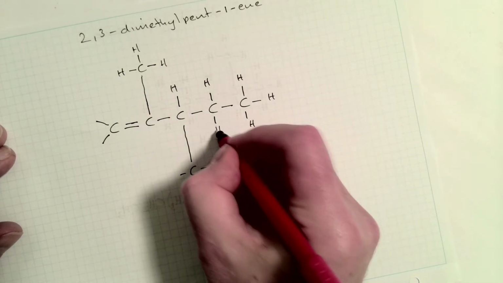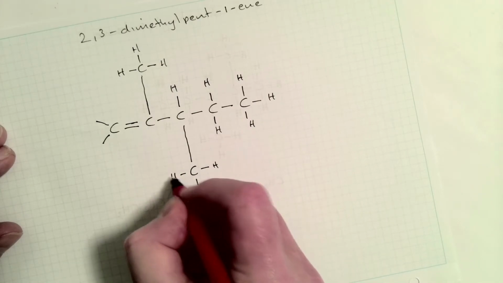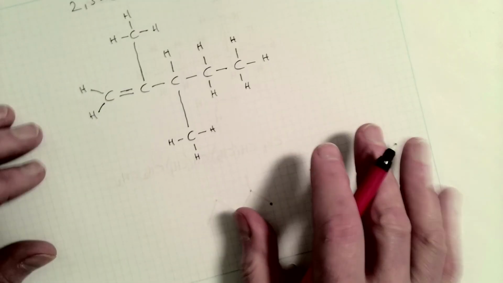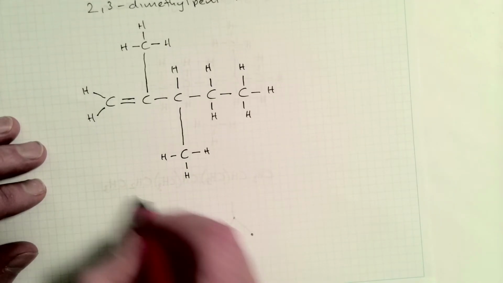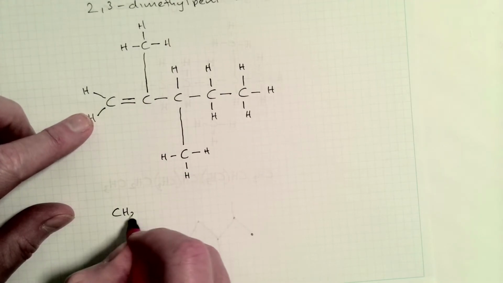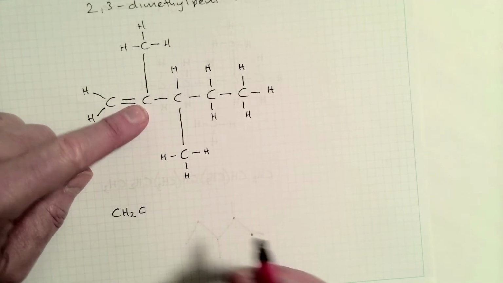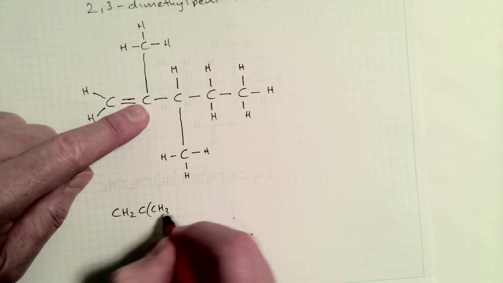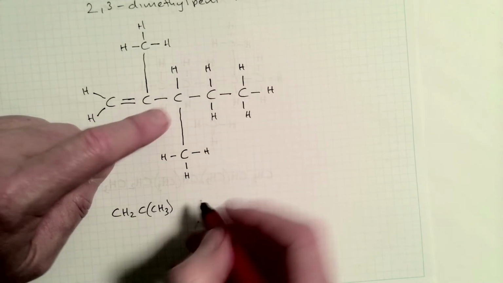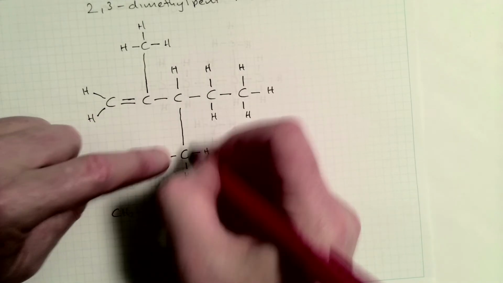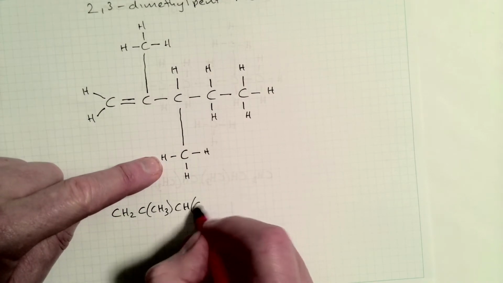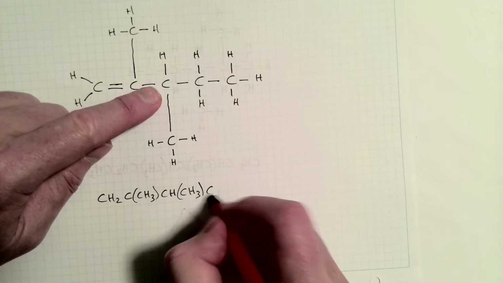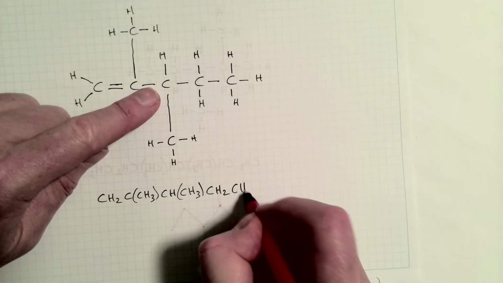People become very bad at drawing this once they get used to line angle drawings because they never use this again. But anyway, let's see if we can write out the condensed structural formula. So CH2, then C, this time no hydrogen, but it's got a methyl group, CH3, and then we have CH, and then a methyl group, CH3, close the brackets, and then CH2 and CH3.